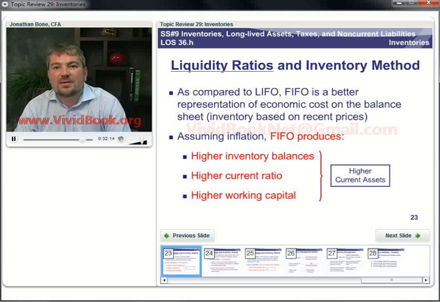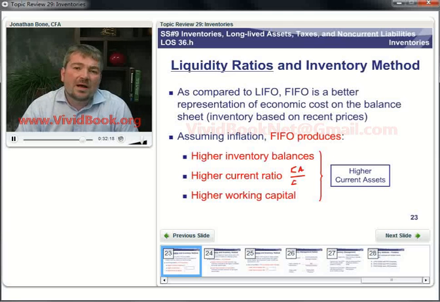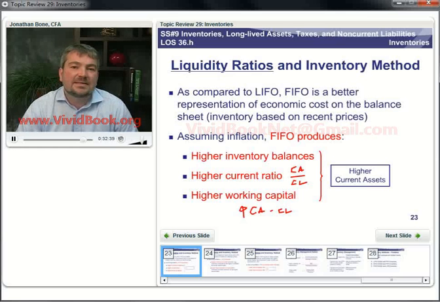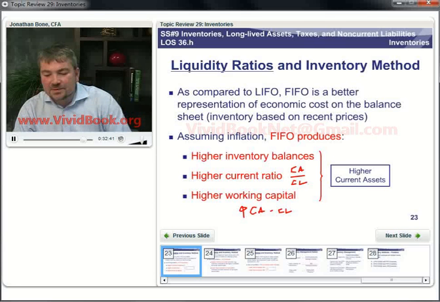current ratio. Remember your current ratio, current assets over current liabilities. Would it affect the quick ratio? Quick ratio, current assets excluding inventory? So no. Quick ratio and cash ratio, of course, are not affected by your inventory method because they don't include inventory in their measure of current assets. Working capital, remember we said current assets minus current liabilities. Well, if FIFO gives you higher ending inventory, it's going to give you higher current assets and as a result, higher working capital.